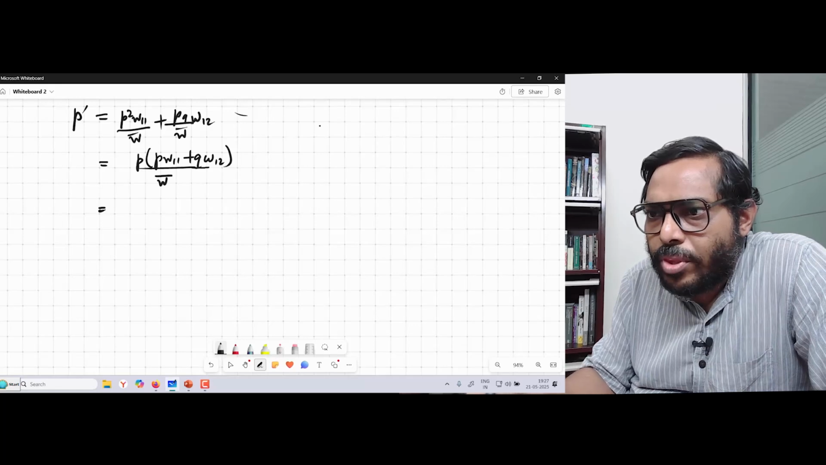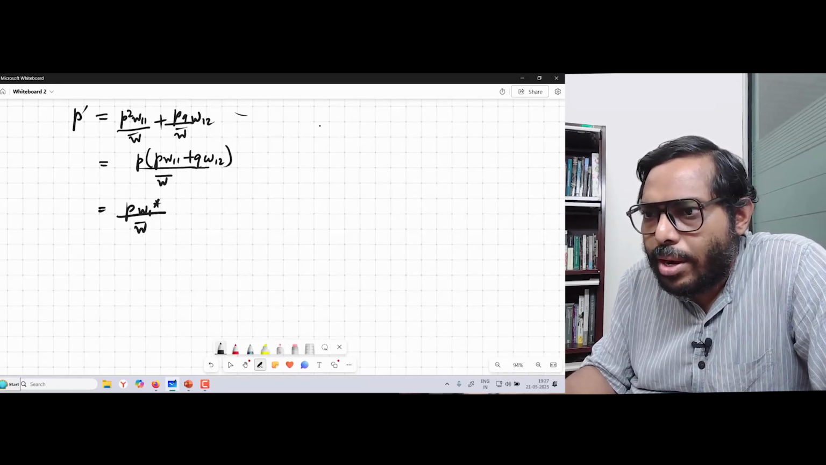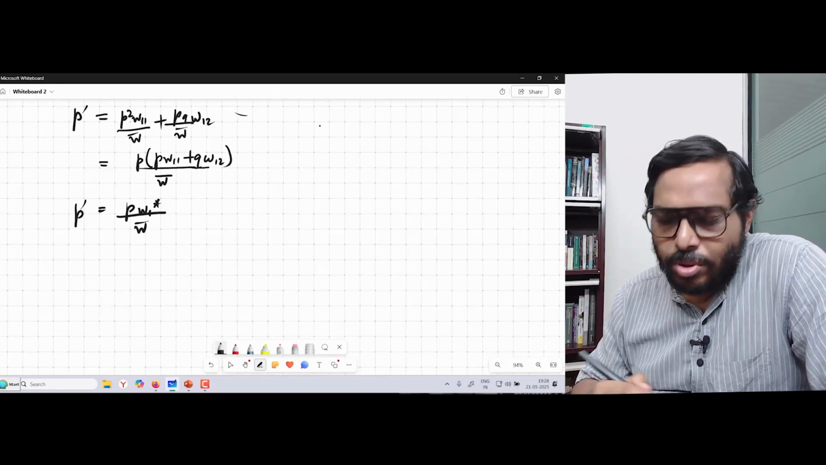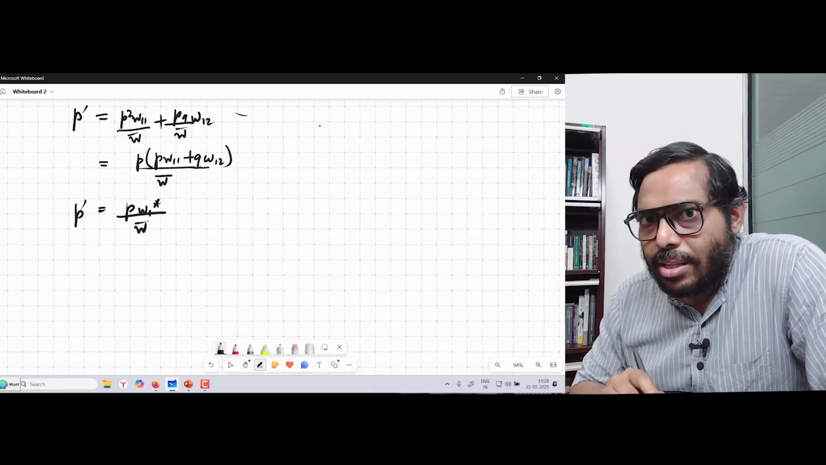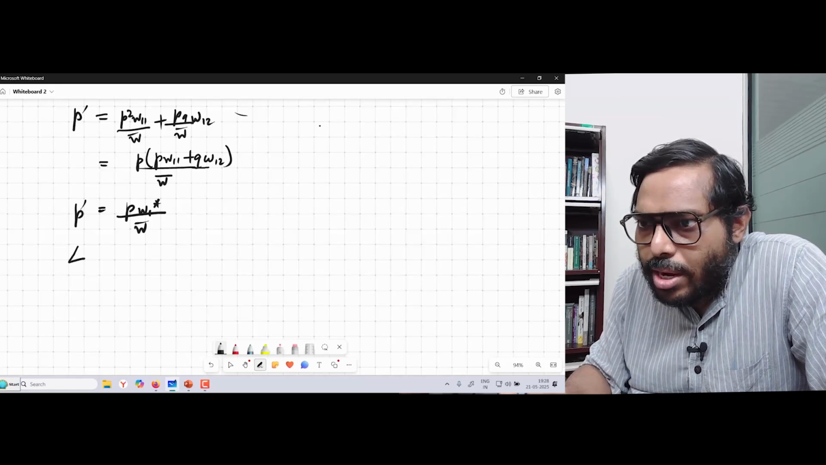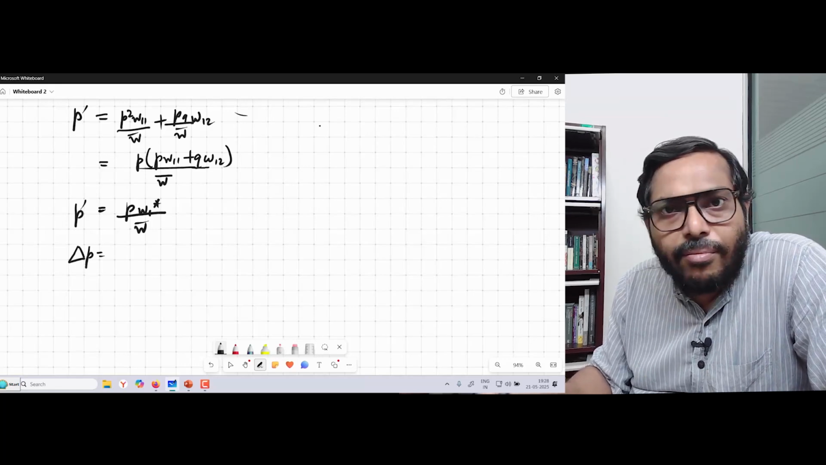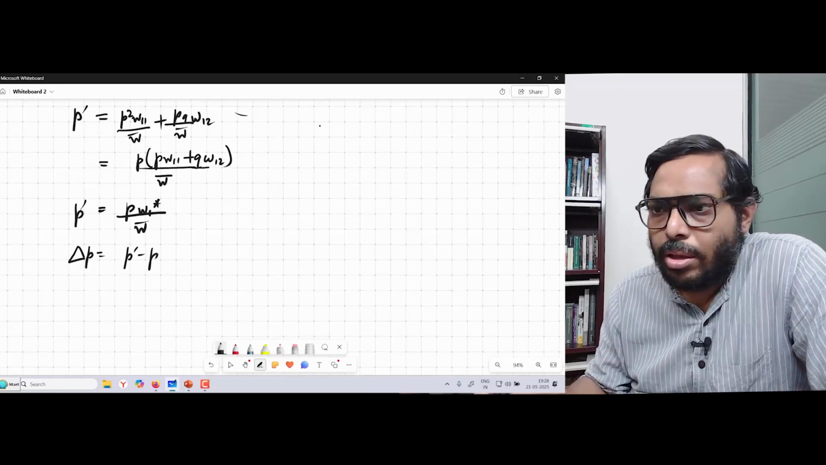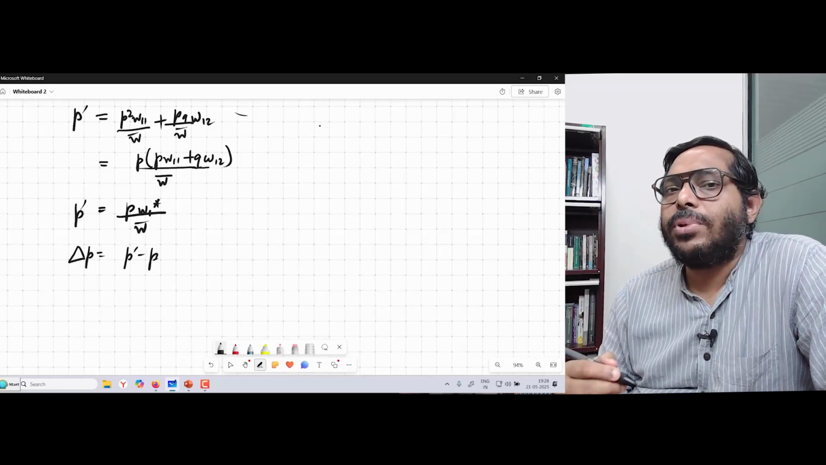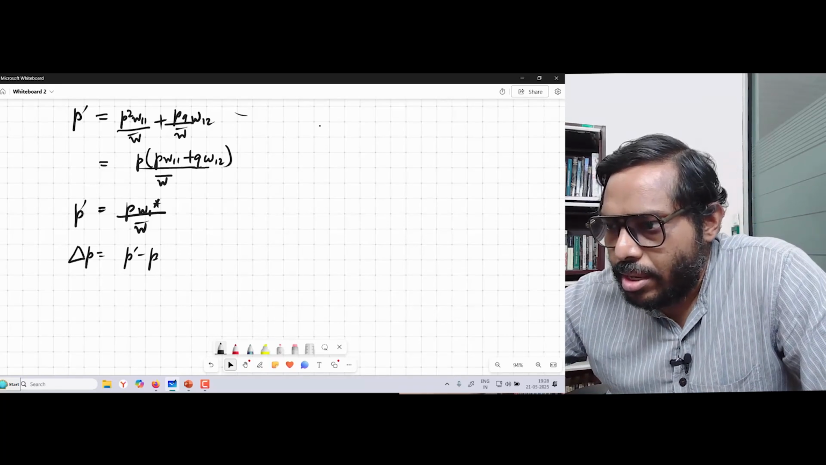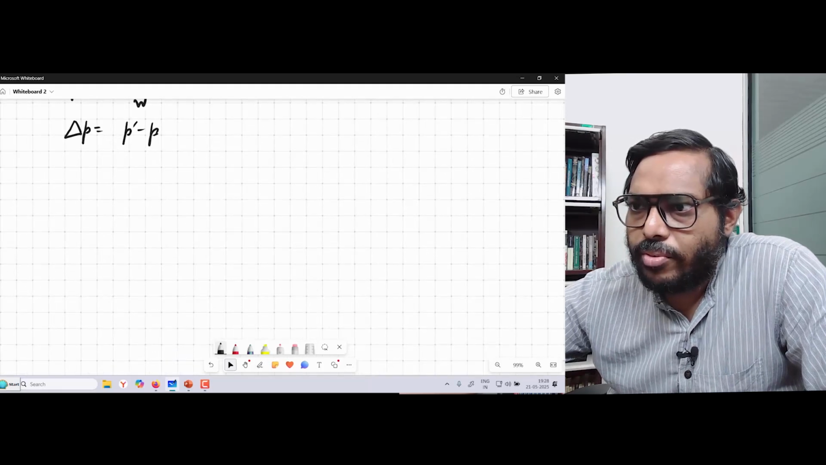So, P' equal to P into W1 star by W bar. This is my next generation allele frequency. Now, suppose I want to look at the change in allele frequency. In other words, I want to look at delta P, which is defined here as P dash minus P. By how much has selection been able to change the allele frequency over one generation? Great. So, what is that value going to be?